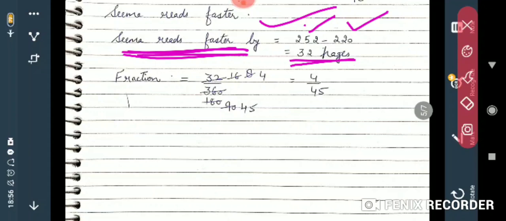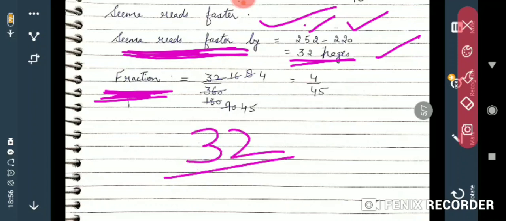So how many more pages did Seema read? 32 pages more. And what will be the fraction of the pages that Seema read faster? How many more pages did Seema read? 32. And what were the total number of pages?